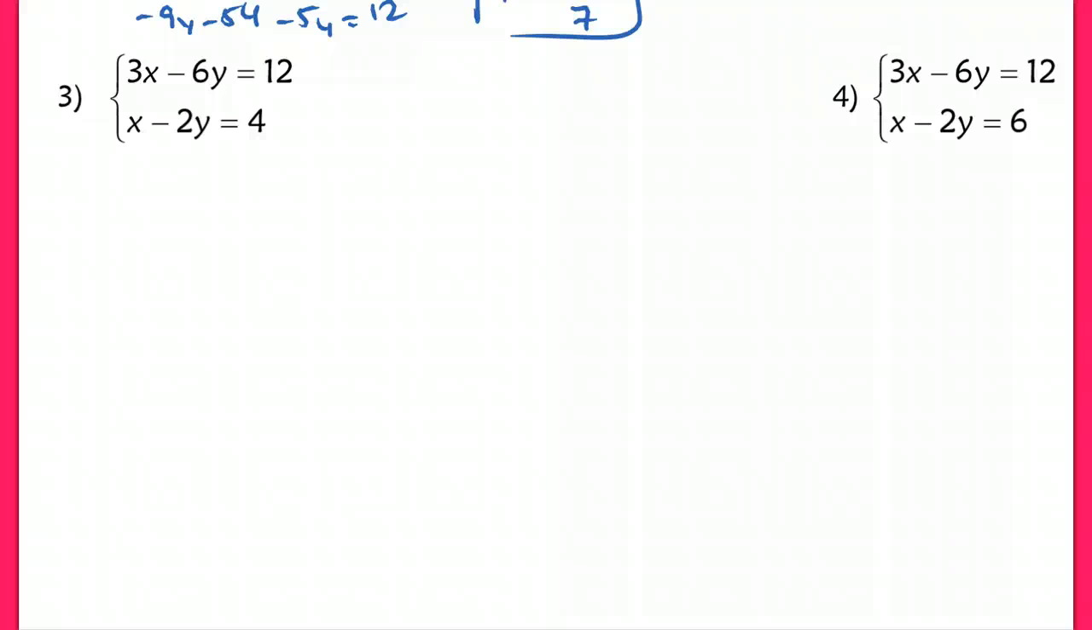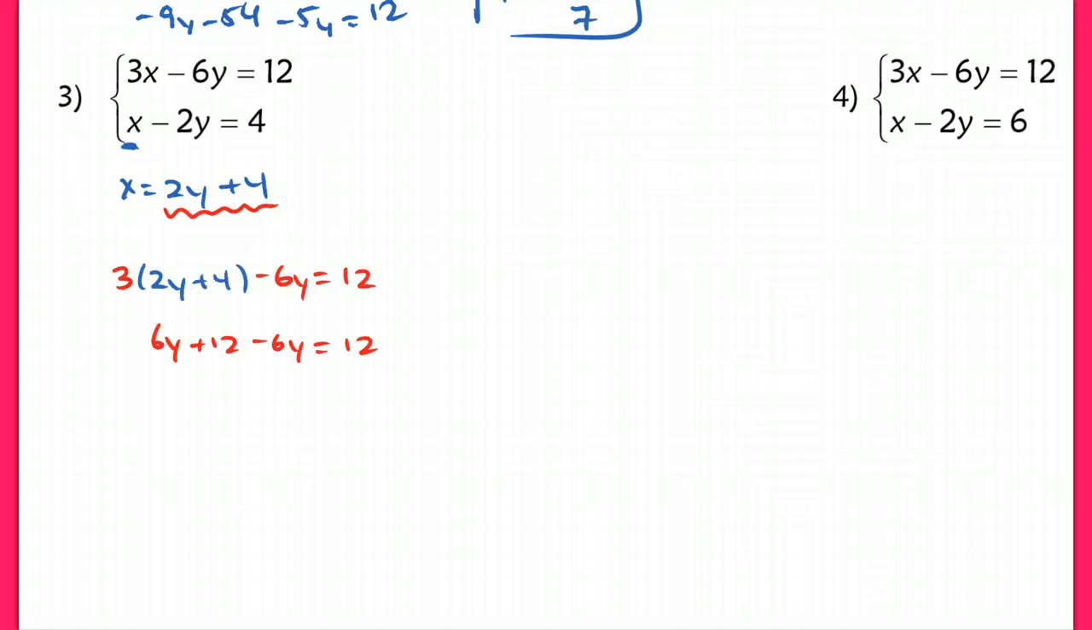In problem number 3, this time there is an easier variable to solve for. So you want to be able to identify that when you're doing substitution. In this case, the x in the second line is the easier one to solve for. So I'm going to isolate the x here and add the 2y over to the other side. And now I'm going to take this and substitute it back in. Okay, now as you can see, I already substituted that back in to the other line.